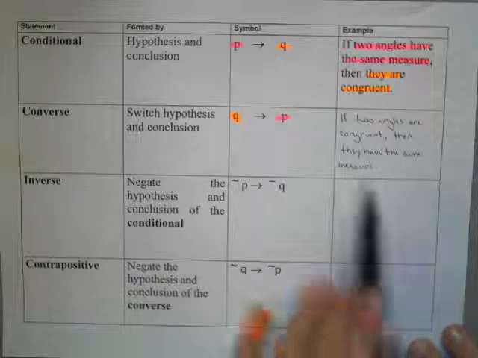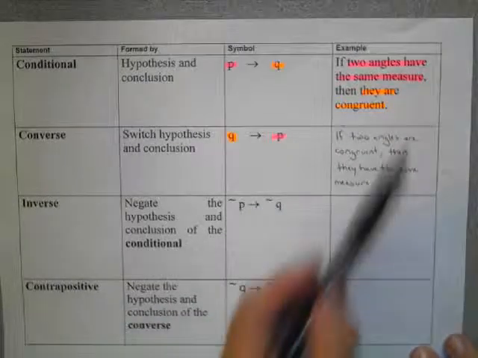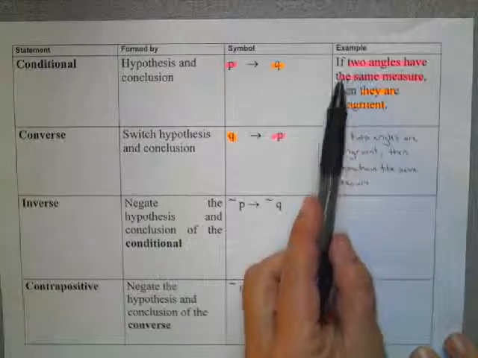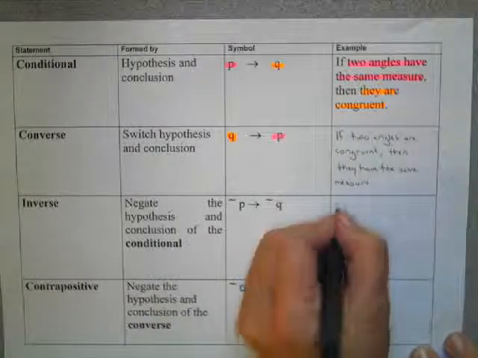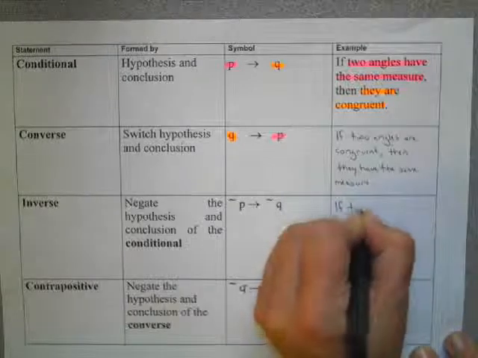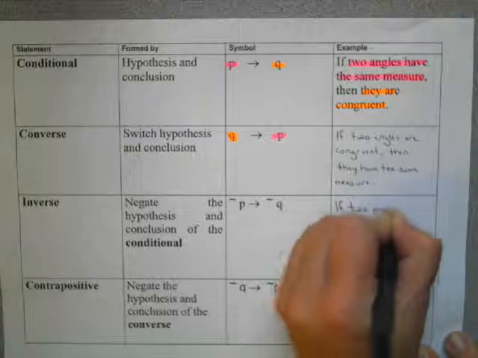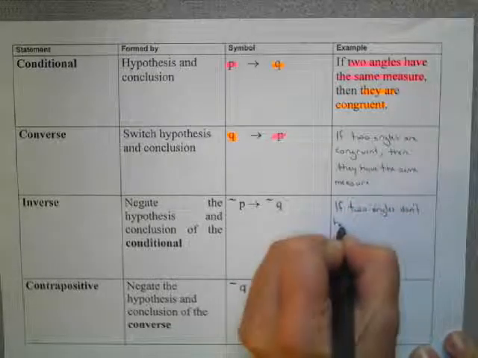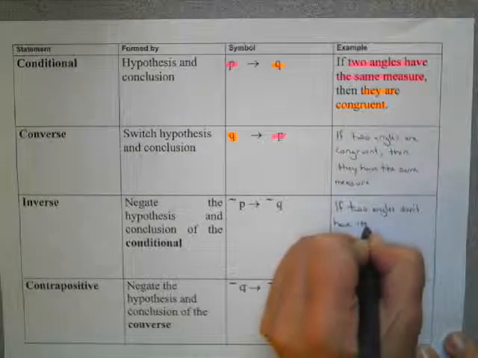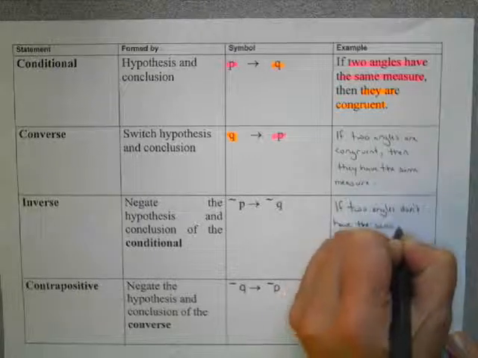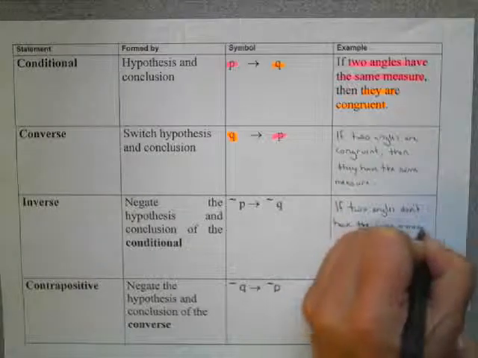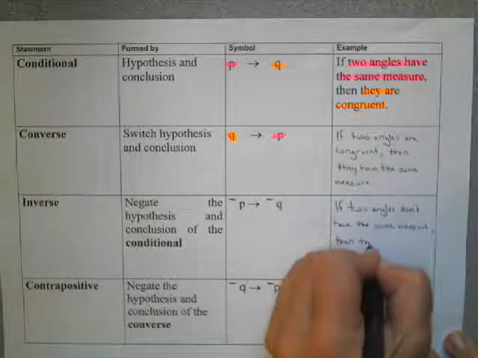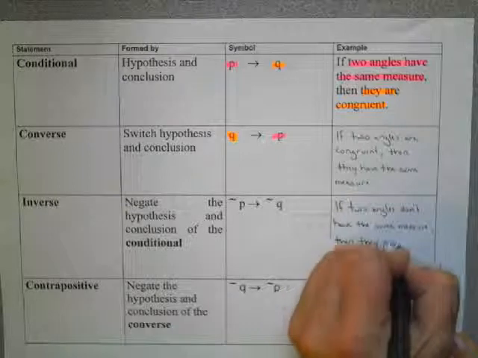So we are going to go up to our original hypothesis. Instead of saying if two angles have the same measure, we will say if two angles don't have the same measure, then they are not congruent.